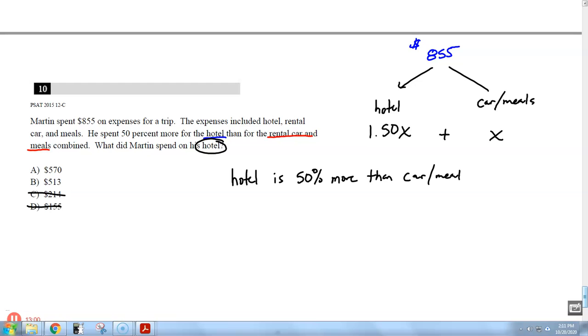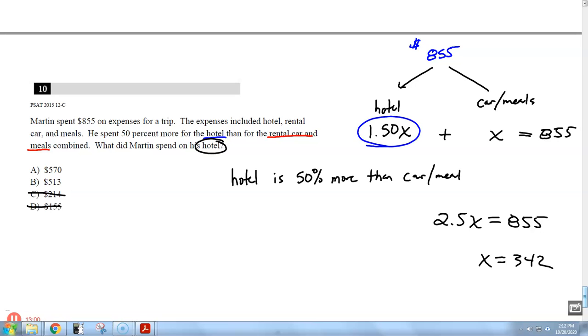And I know that together, it came out to be 855. So if I do my algebra and combine like terms there, I could basically divide 855 by 2.5, which is 342. But the hotel was the 1.5x. So 342 times 1.5 looks like 513. So it's looking like the correct answer is B.